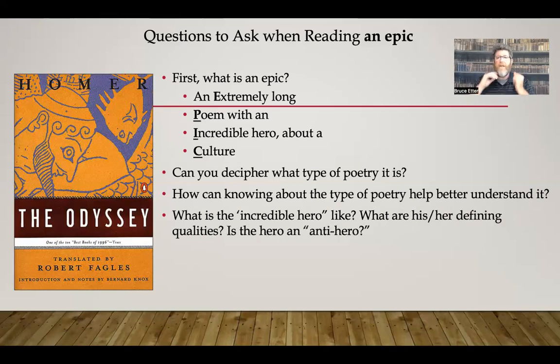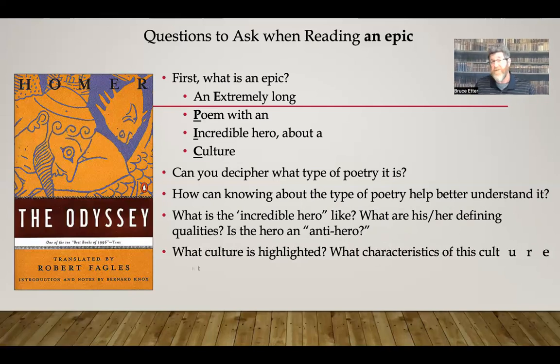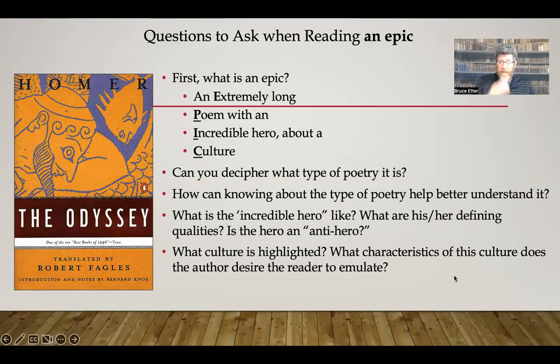The incredible hero. In an epic, am I supposed to be like Achilles, or am I not supposed to be like Achilles? What are the defining qualities of Christian in The Pilgrim's Progress, for example, or Odysseus in the Odyssey? Maybe it's an anti-hero. What is the culture that's being highlighted? Babylonian, Egyptian, Greek, Roman? How do I assess that biblically, and am I supposed to emulate it?